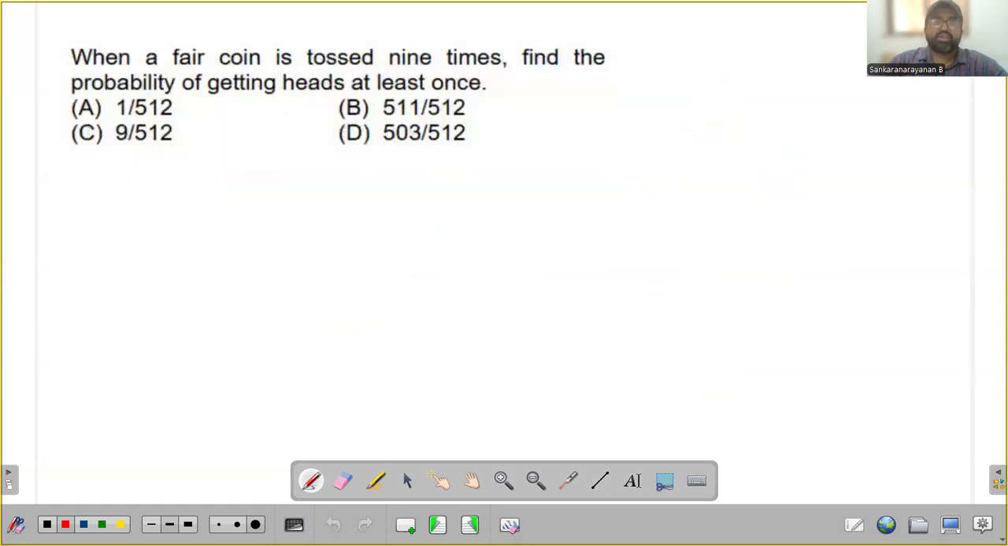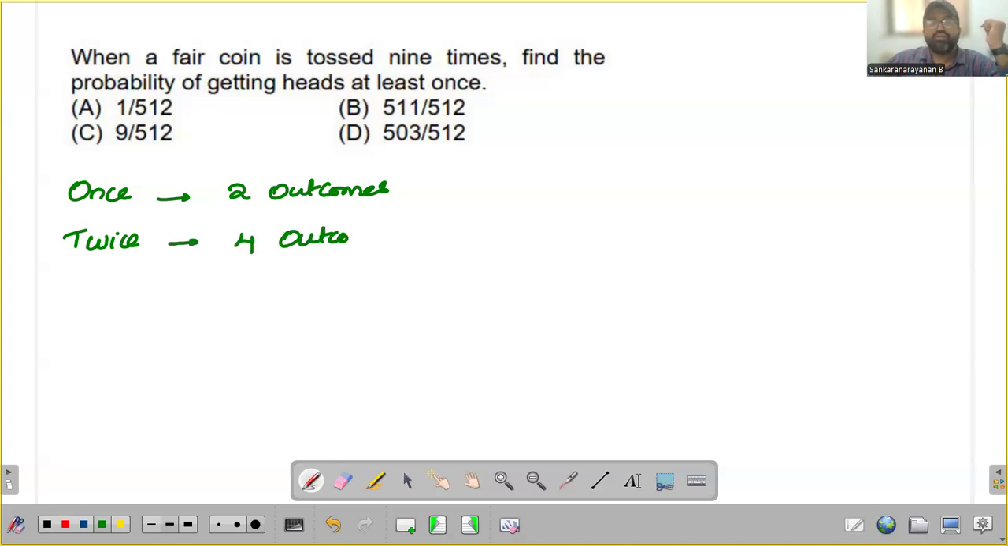Now let us consider the next question here. It is given, when a fair coin is tossed 9 times, find the probability of getting heads at least once. Let us consider when the coin is tossed once. You may get a heads or you may get a tails. So two outcomes are possible. Now, consider that you are tossing the coin 2 times. So you can see the total number of outcomes will be 2 into 2, that is equal to 4. It may be like head head, head tail, tail head, tail tail. These are the possible outcomes I am saying.